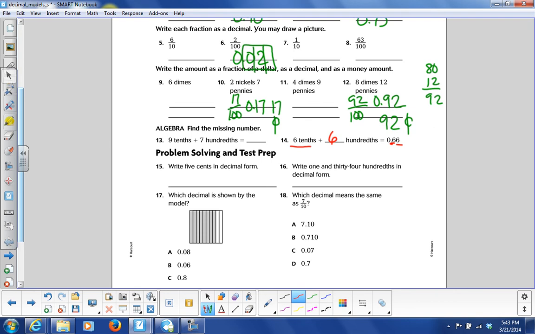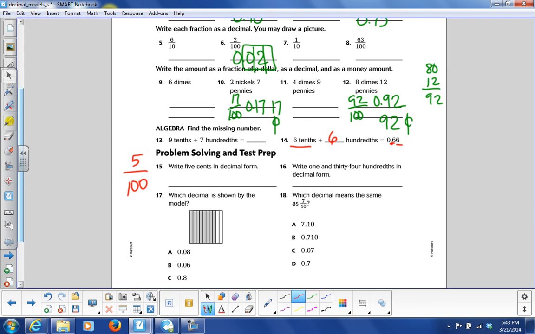Write 5 cents in decimal form. 5 cents again is 5 pennies over a dollar. Okay, so I'll help you out with that one. I'll give you the fraction, you write the decimal. So 5 cents is going to be 5 pennies over a dollar, which would be 5 over 100. Okay, you write the decimal form with that one.